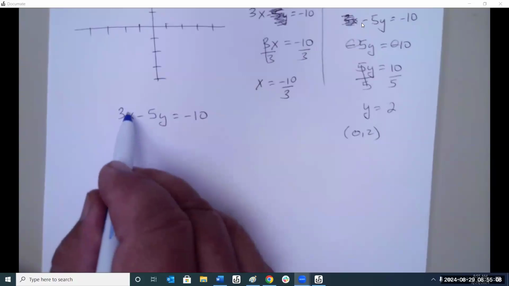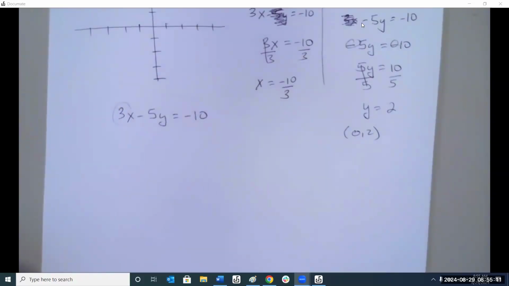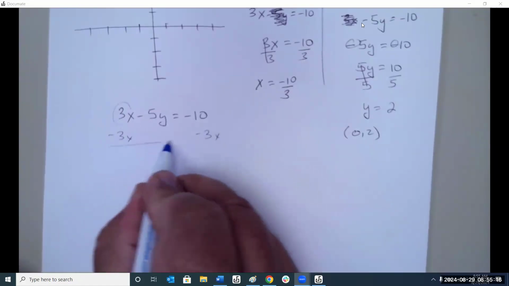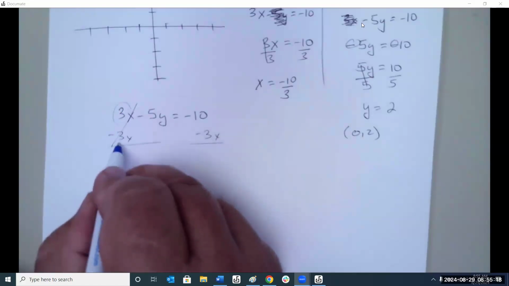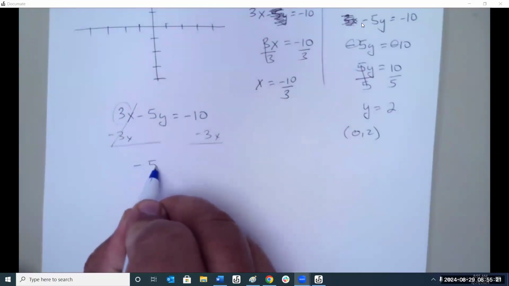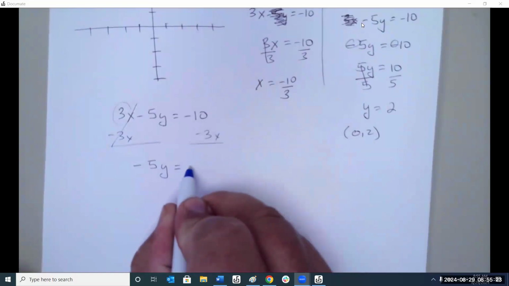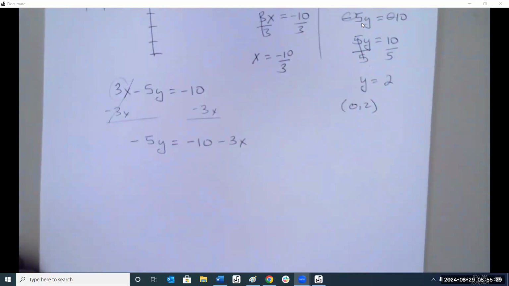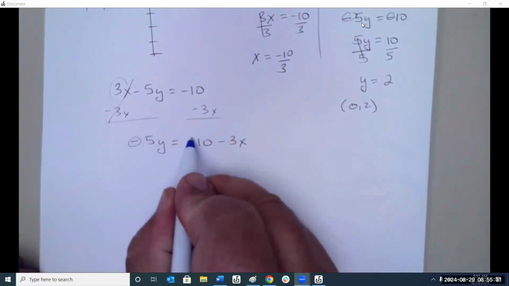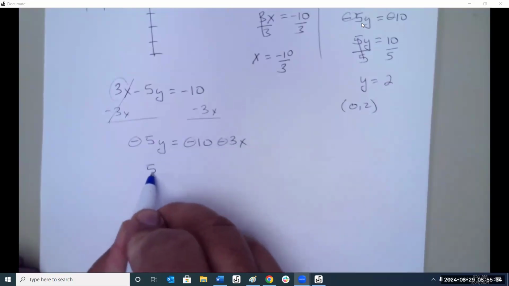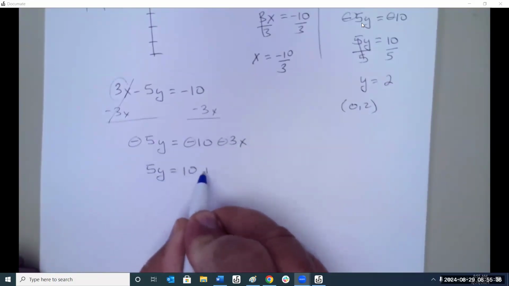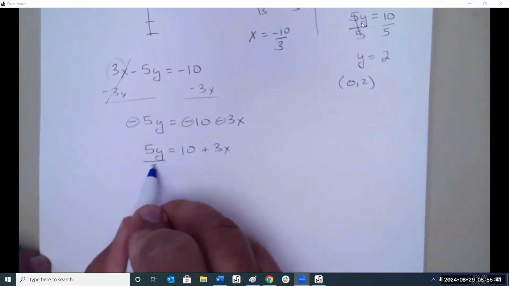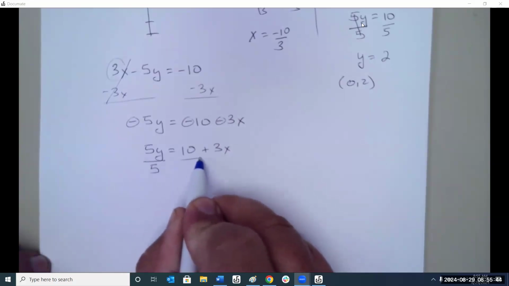So how do we move the x from here to there? How do we do that? So subtract 3x from both sides. x minus 3x is 0. So we have negative 5y equals negative 10 minus 3x. Change the signs. So we have 5y. We can divide everything by 5.